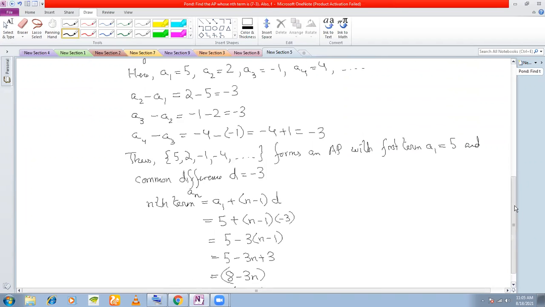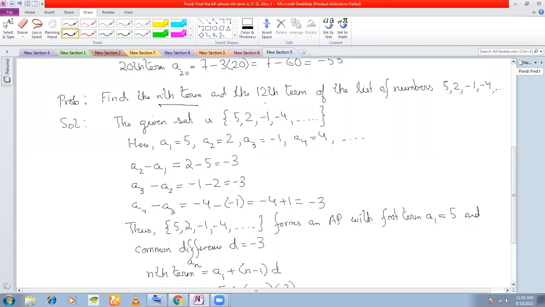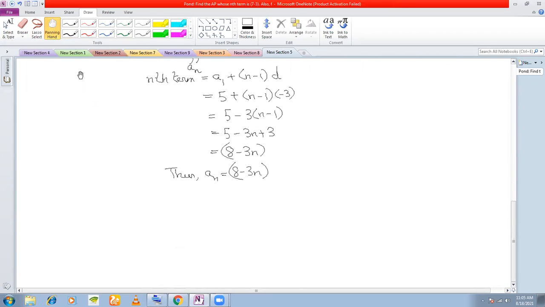What is the next question? The next question here is find out the 12th term. nth term we have already found. Now we want to find out the 12th term. So how do you find out the 12th term? Just put n is equal to 12 here in the nth term. 12th term is equal to A12 is equal to 8 minus 3 into 12, 8 minus 36, which is equal to minus 28. So this should be fine.